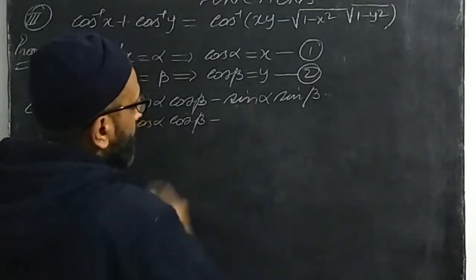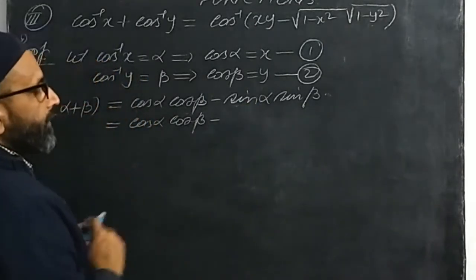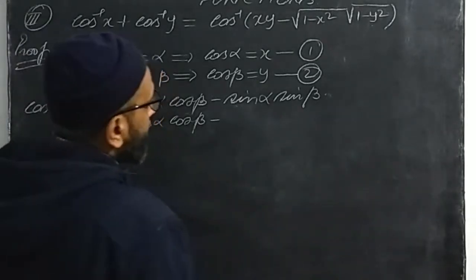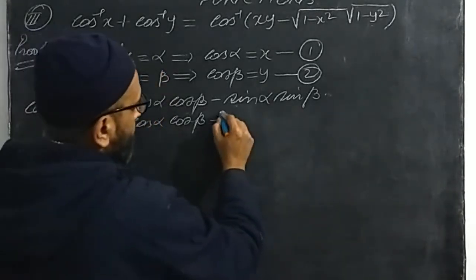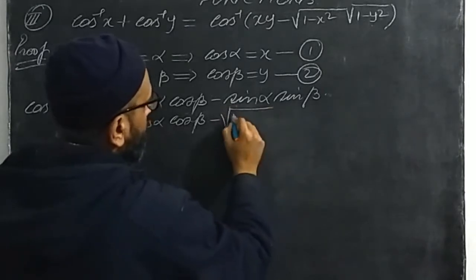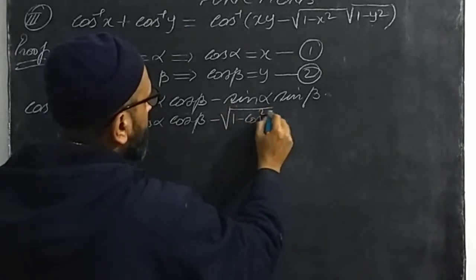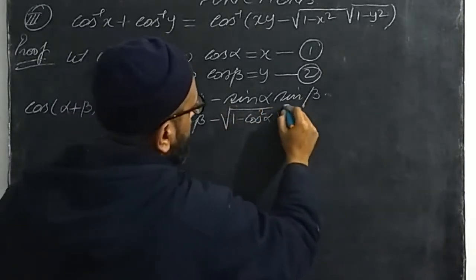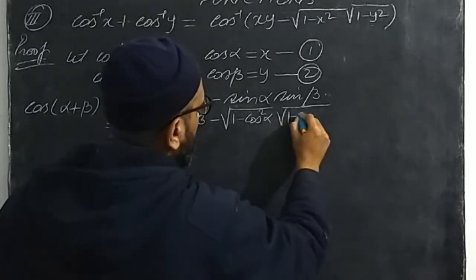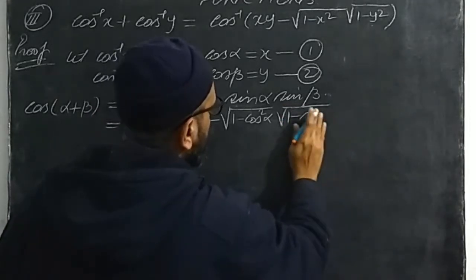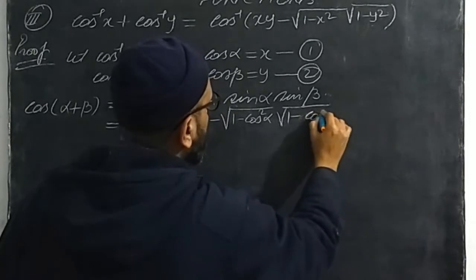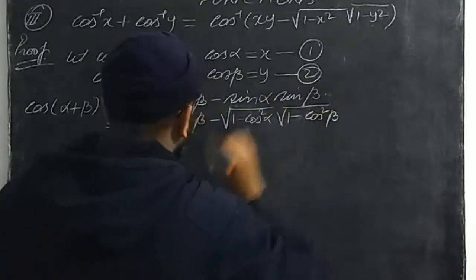How? Sin alpha may be written as under root sin square alpha, and sin square alpha, as you know well, is equal to 1 minus cos square alpha, so we may write it as under root 1 minus cos square alpha. In the same way, sin beta may be written as under root 1 minus cos square beta.